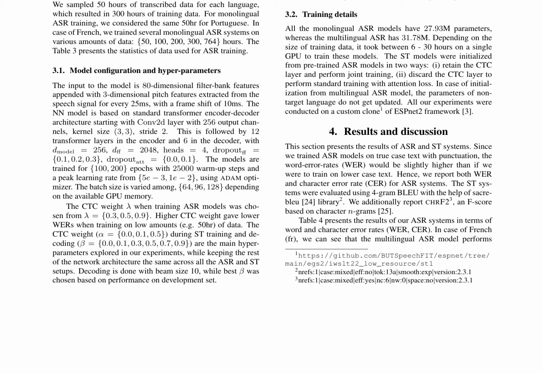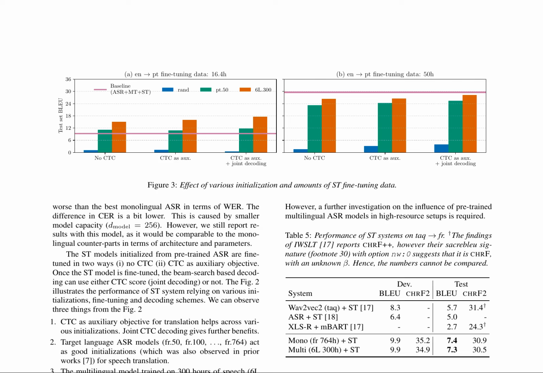The authors report the performance of their ASR systems in terms of word error rate (WER) and character error rate (CER) in Table 4. They find that the multilingual ASR model performs worse than the best monolingual ASR model in terms of WER, but the difference in CER is smaller. The authors also explore the effect of various initialization and fine-tuning schemes on ST models, including using a connectionist temporal classification (CTC) layer as an auxiliary objective. They find that CTC as an auxiliary objective helps across various initializations, and joint CTC decoding provides further benefits.